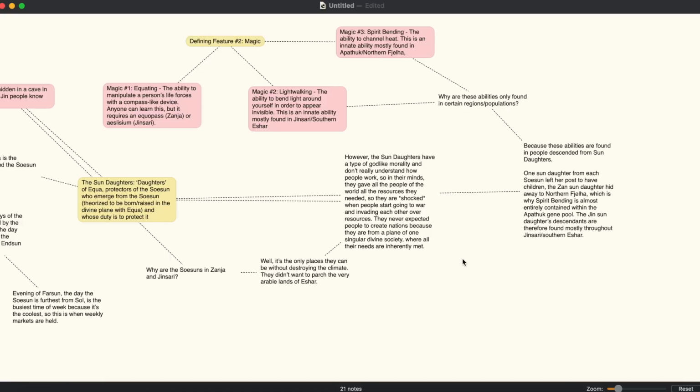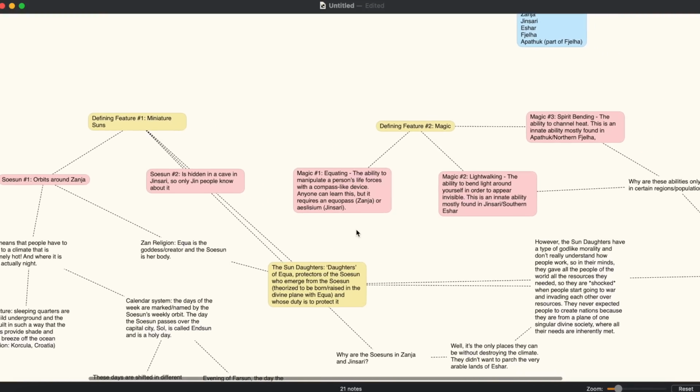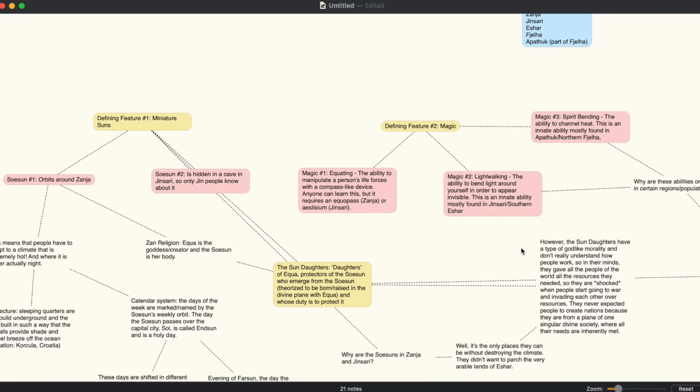One of the Jin Sun Daughters had children, and so that ability is a little more widespread. It's not really just contained within one ethnic group, but it's primarily focused in Southern Ashar and in Jinsari. Let's talk about equating, actually, because honestly, equating is really where this all came from. This whole book, I really built it around equating.